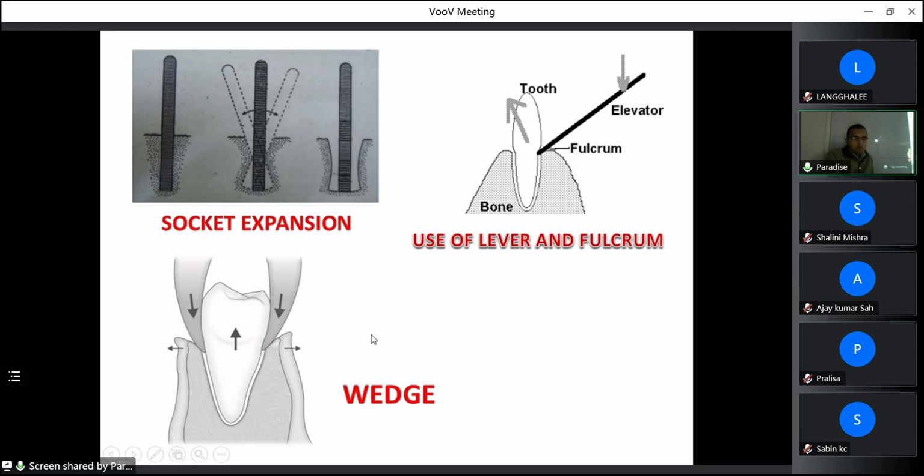So forceps also work on the wedge principle. Whenever you apply the forceps for extraction, the first pressure you have to apply is apical pressure, so that the beak is inserted within the periodontal ligament between the tooth and the bone. When you apply the apical pressure, the tooth tends to extrude out.